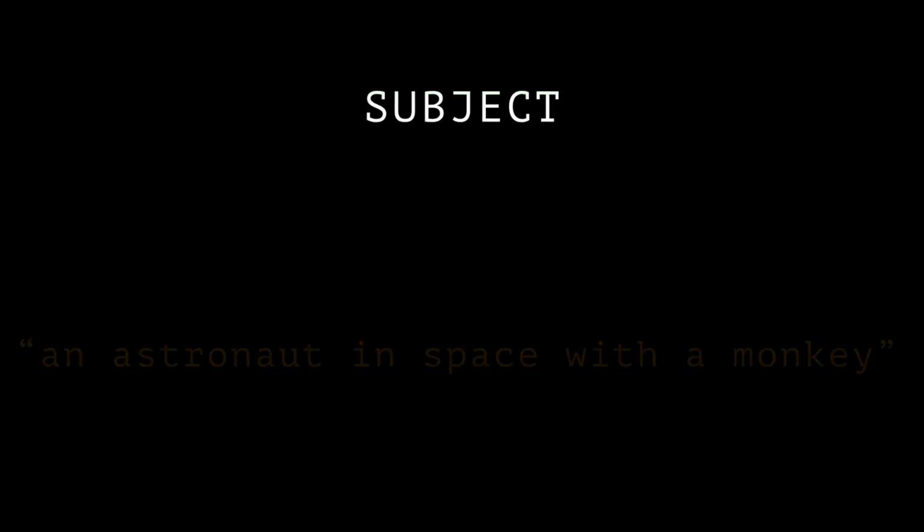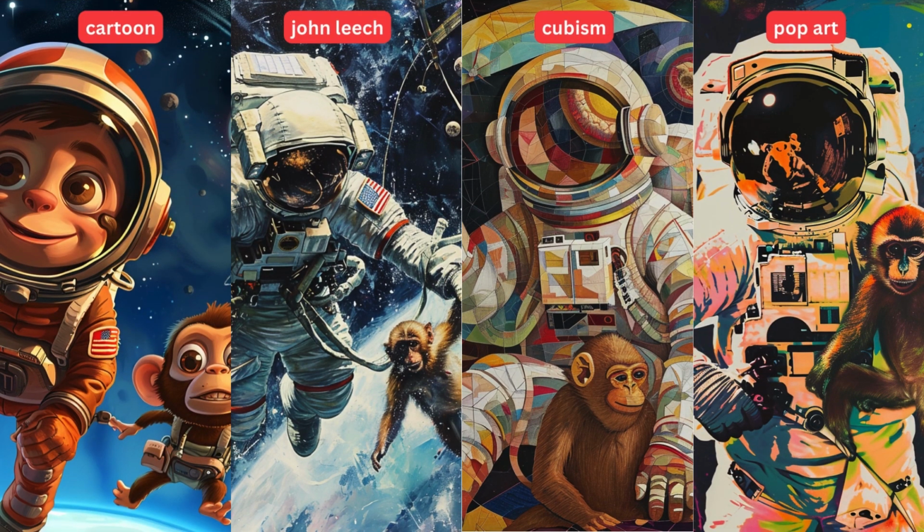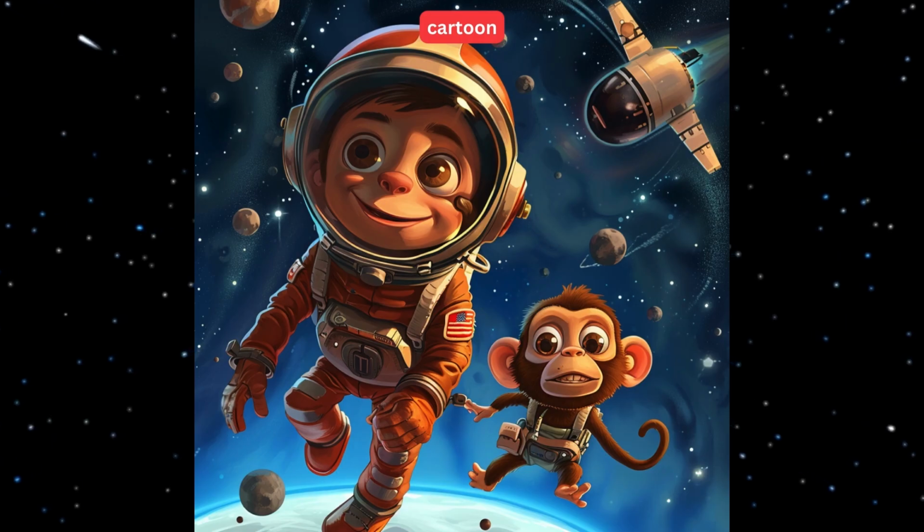Easy enough, right? Now, next up, we have style. Style can drastically change your image output with just a single word. Let's look at an example. Using the same prompt from before, we added style in before the subject. So, for the first image, we entered cartoon, comma, astronaut in space with a monkey, and so on for each of the others. Look how different each of these styles are.